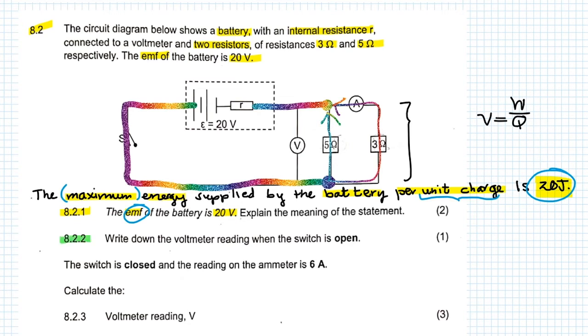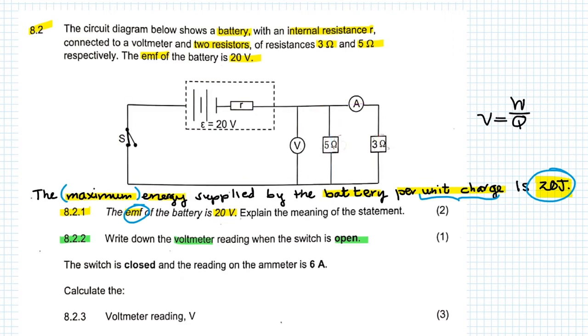On to question 8.2.2. It says write down the voltmeter reading when the switch is open. So we see that the voltmeter is connected across the parallel circuit. But what we normally try to do when the switch is open is to see if the voltmeter is connected across the battery. If it is connected across the battery, then the voltmeter will display a reading. The reading will be equal to the EMF. But if it is not, if it is instead connected across the open switch, then we know that the voltmeter will display a reading of 0.